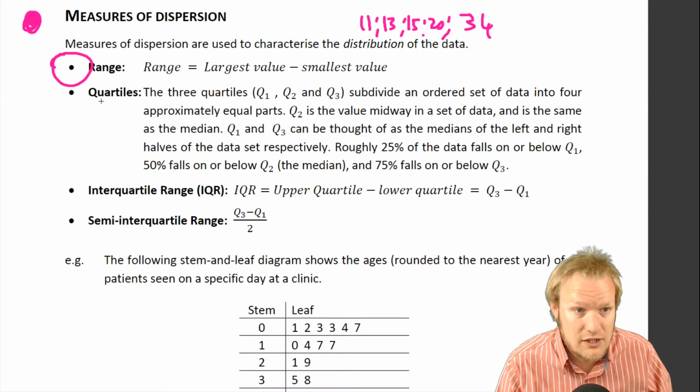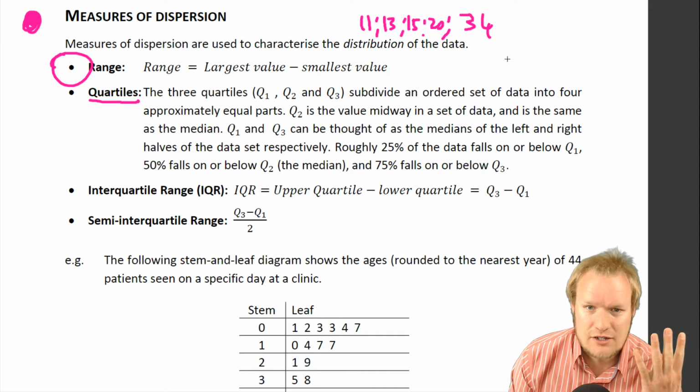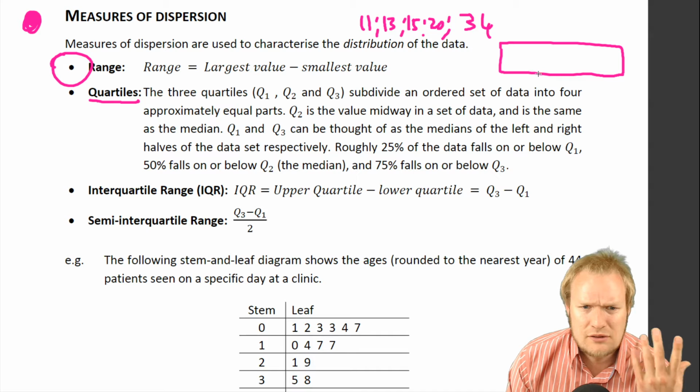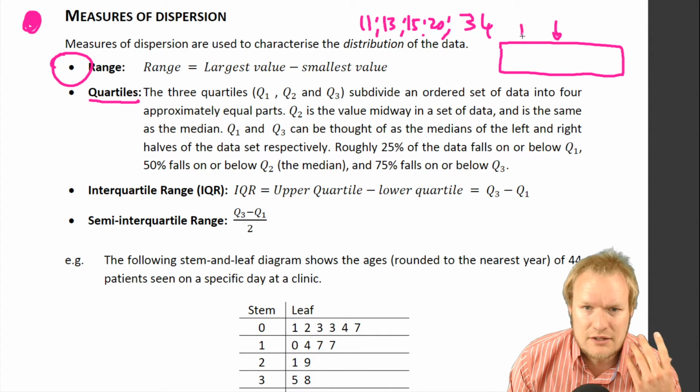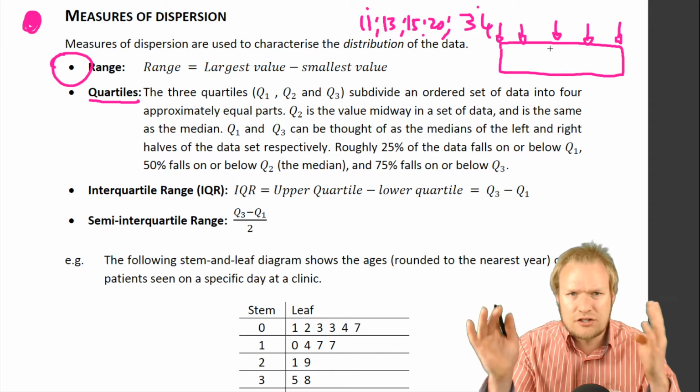Quartiles. Okay, the quartiles are when we divide it up into 4. So if we've got our data and we want to divide it up into 4, well, we can say, where's the middle bit, where's a quarter into the data, and where's 3/4 into the data. Because, of course, we've got the minimum over here, and the maximum here.